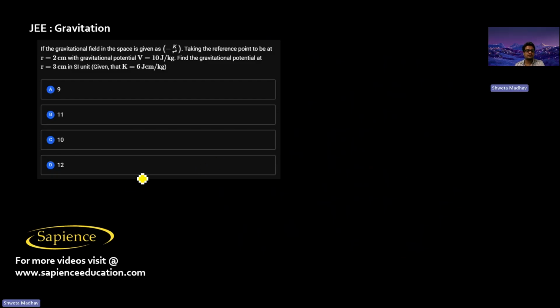Then here it is told that if the gravitational field in the space is given as minus k by r square, taking the reference point to be r equal to 2 centimeter, the gravitational potential V is equal to 10 joule per kg. Find the gravitational potential at r equal to 3 centimeter in this unit. We know that the gravitational field E at r is given as minus dV by dr.